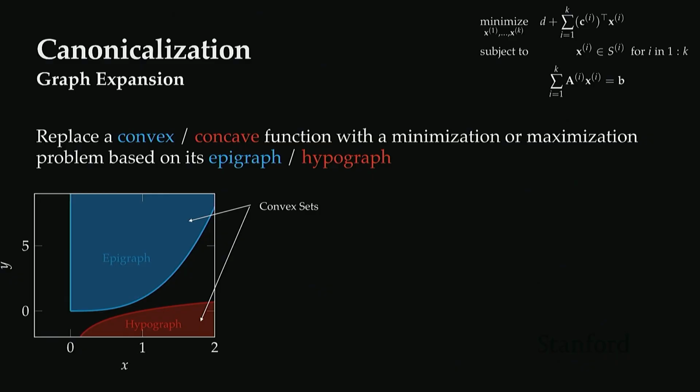Okay, great. So the second thing that ends up being sometimes useful for different solvers is graph expansion. The idea behind graph expansion is to replace a convex function with a minimization over its epigraph. What's cool is that the epigraph, or area above a convex function, including the convex function, is a convex set. And similarly, the area below a concave function is a convex set.